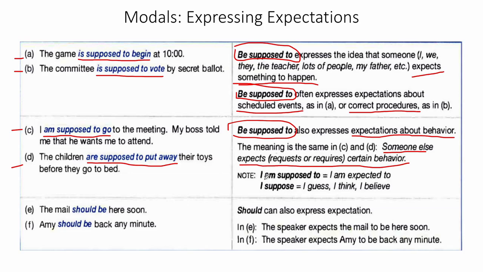We have the modal that we are talking about here, the modal be supposed to. Now here you have the auxiliary be followed by the past participle of the main verb supposed, and then there is a preposition to. This is different from I suppose. The meaning here of I am supposed to is I am expected to do something. But I suppose is the verb to suppose, and it means I guess, I think, I believe. So this is the meaning of expectations, and the modal used for expressing expectations is be supposed to.